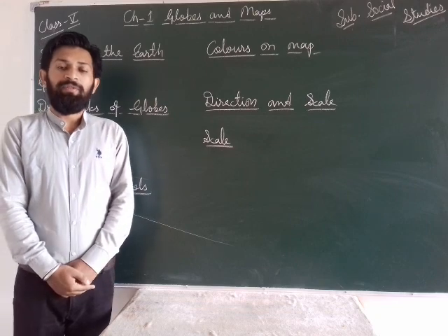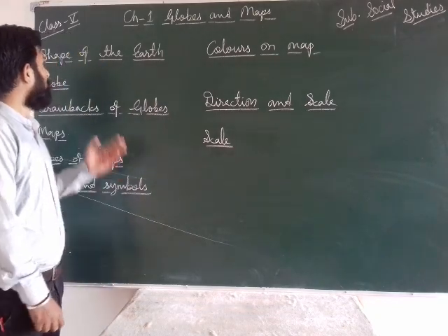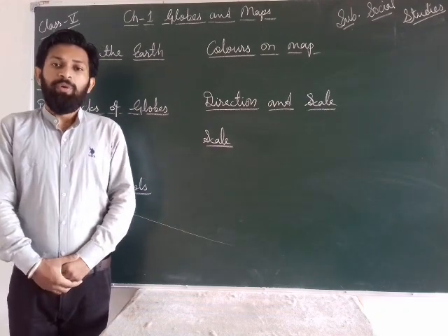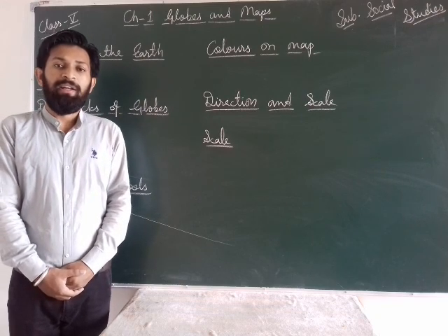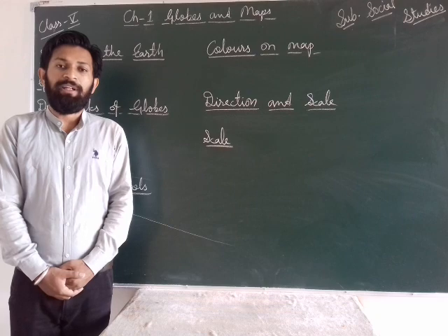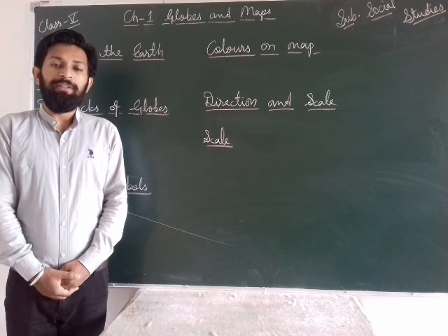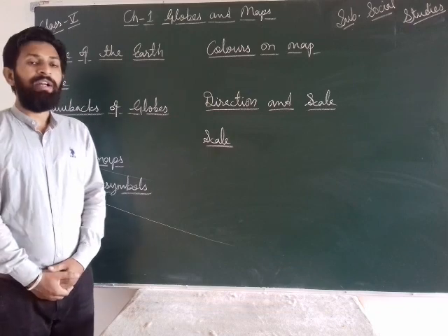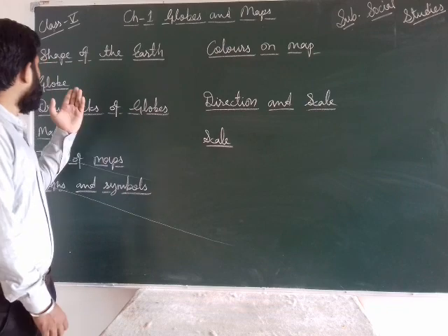Dear students, now we are going to start our chapter with the first point, shapes of the earth. Until 1522 no one was sure about the earth's shape. Many people thought that the earth is a flat surface, but after 1522 Ferdinand Magellan proved that the earth's shape is round. So we are very grateful to Ferdinand Magellan. Let's start shapes of the earth.